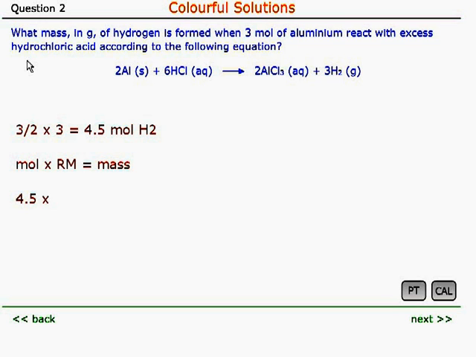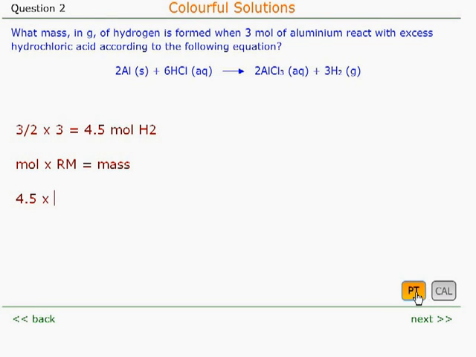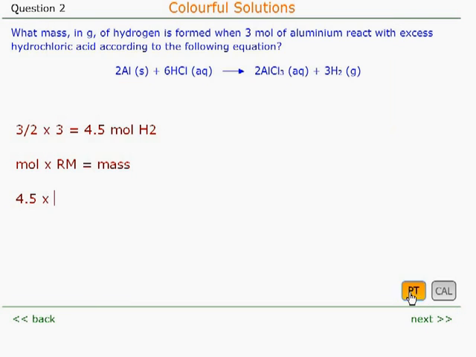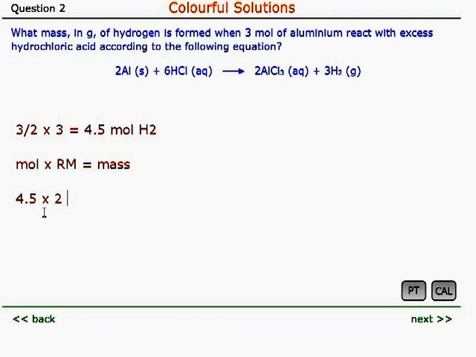And to change moles to mass, well, moles times relative mass equals mass. So in this particular case, 4.5 times the relative mass of hydrogen. Well, hydrogen has got an atomic mass of 1, so its molecular mass is going to be 1 times 2, which is 2. So that comes to 9 grams.